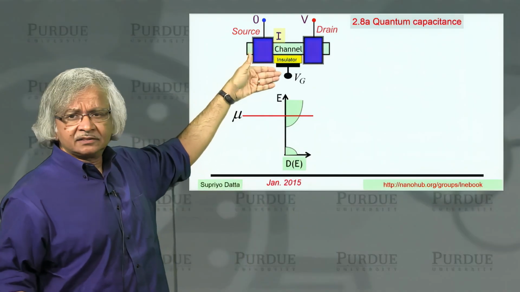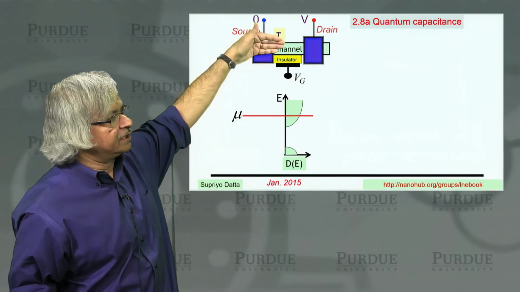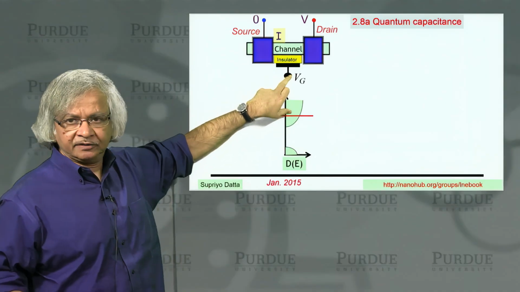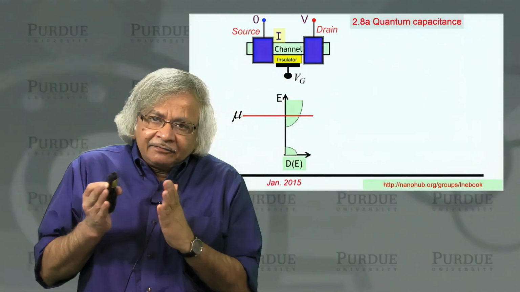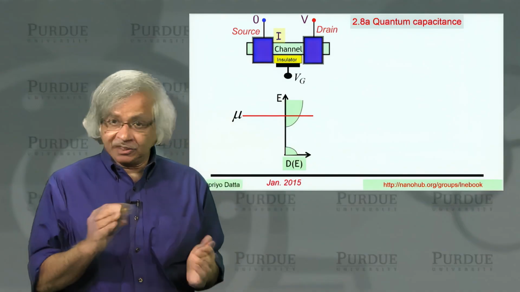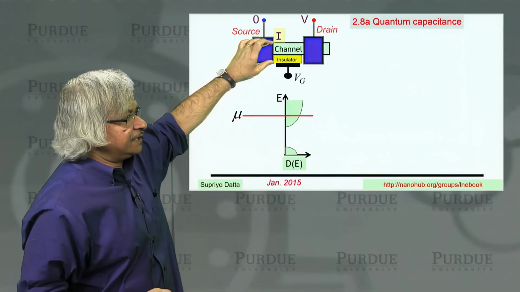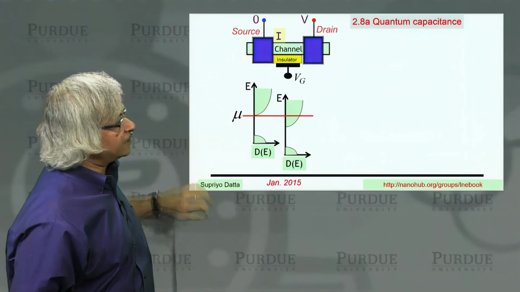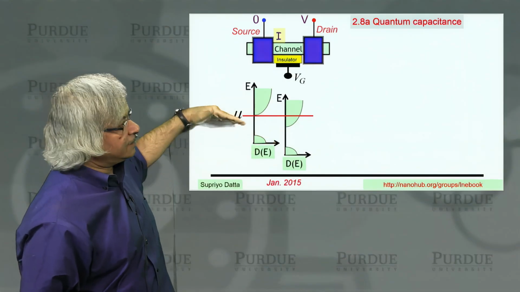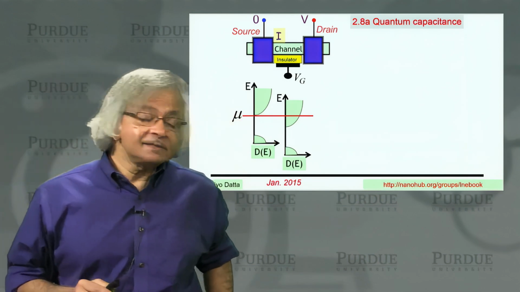So then what does this gate voltage do? Well, what it does is it changes the potential inside the channel. So supposing we have put a negative voltage here, let's say. A negative gate voltage means a positive electron energy, because electrons are negative particles. That causes an increase in the energy. And so all the energy levels float up. And the electrochemical potential stays where it is, because those are controlled by the contacts.